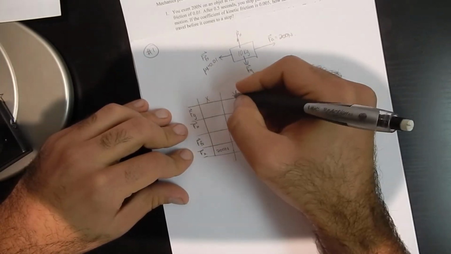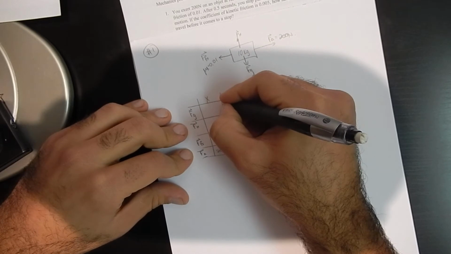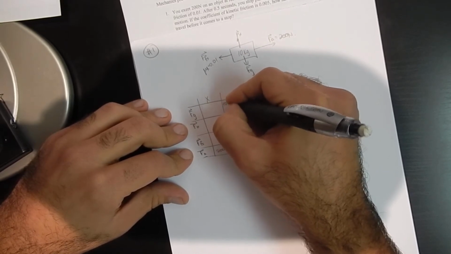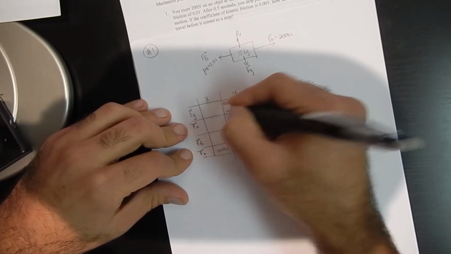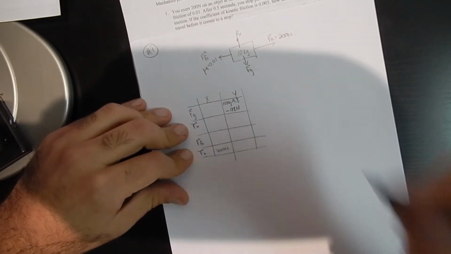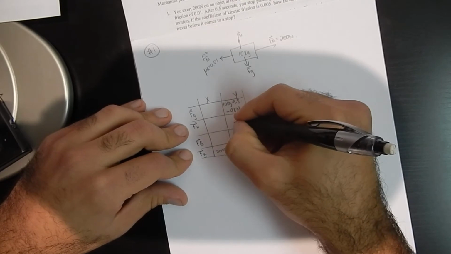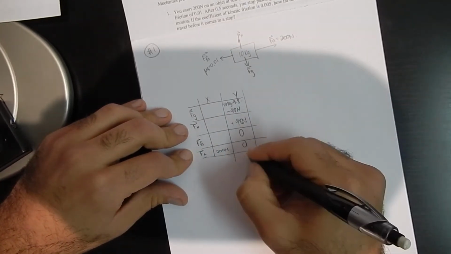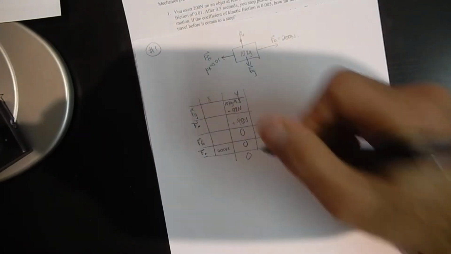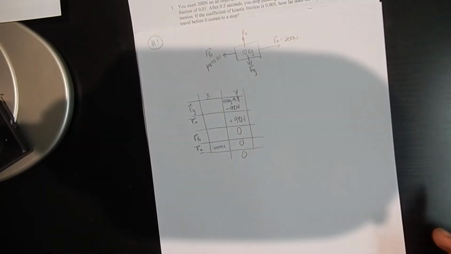I know that the force of gravity is mass times acceleration, so 10 kilograms times 9.8, which is equal to 98 newtons, and that's in the negative direction because it's going down. And the normal force is the opposite of that, so it's plus 98. There are no other forces on the y, and overall my force on the y is 0.